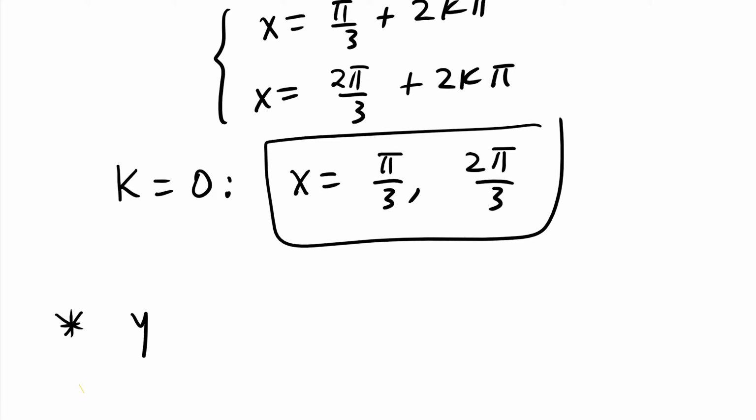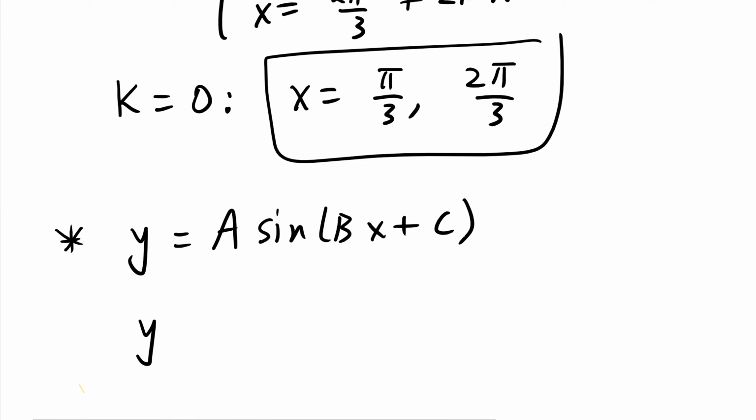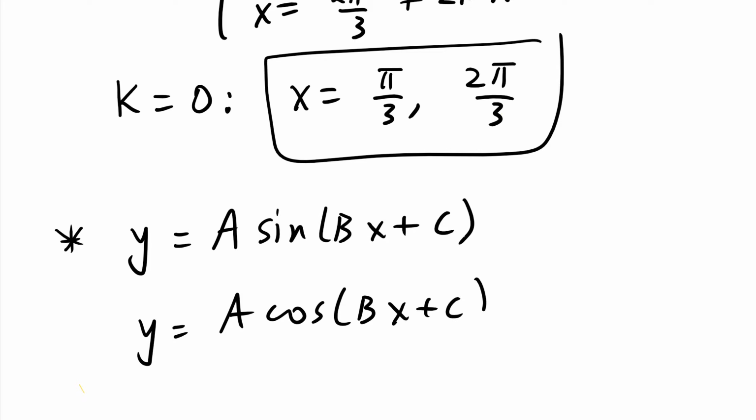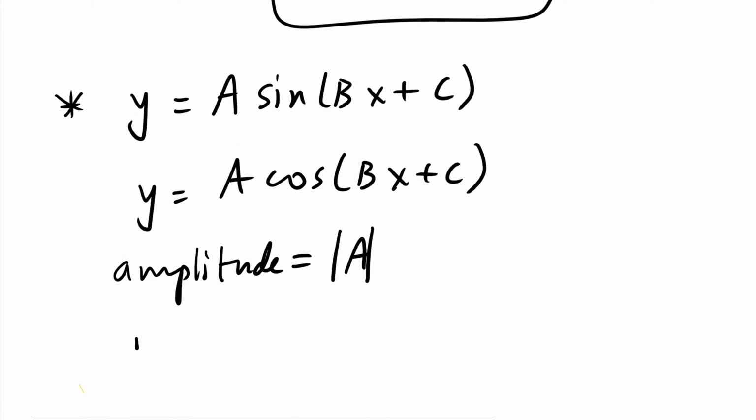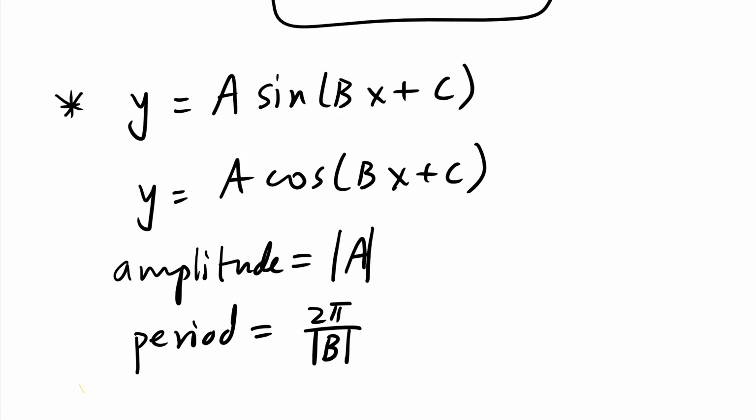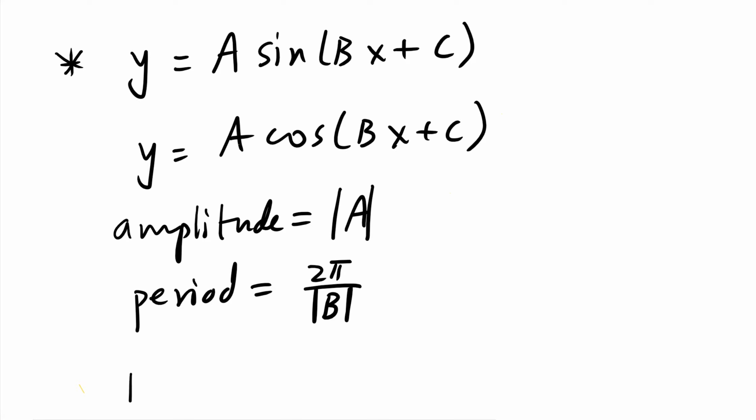Other things to review: in general, if you have a sine of bx plus c, or a cosine, it works the same way. From these two equations, you need to know the amplitude is the absolute value of a, the period is 2 pi over b, assuming it's positive, or you can put an absolute value, and we have the phase shift.